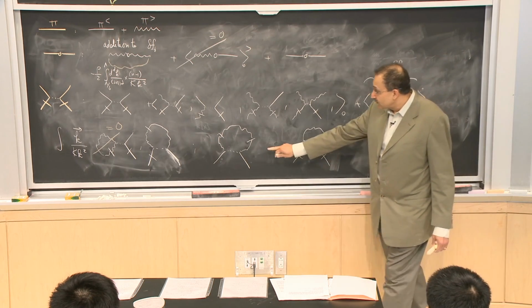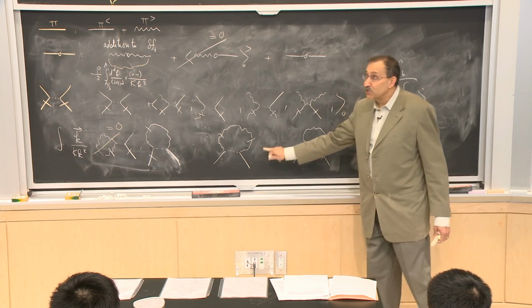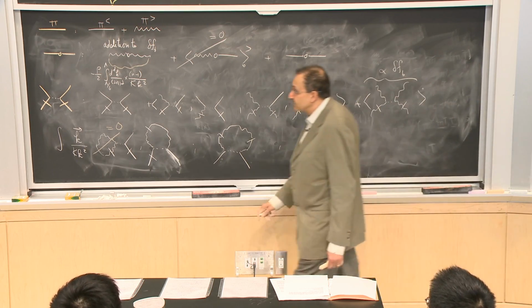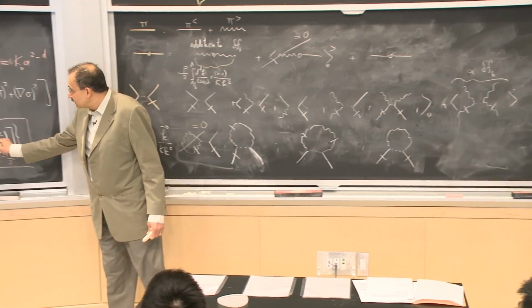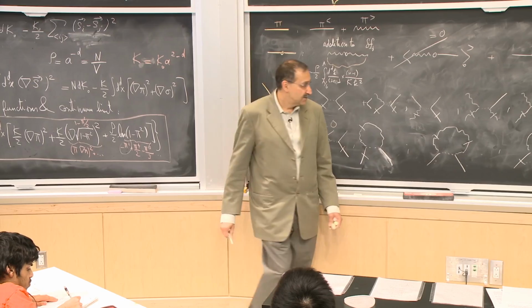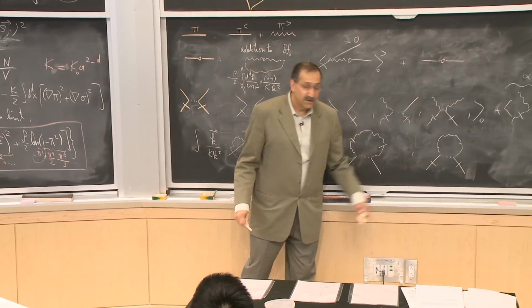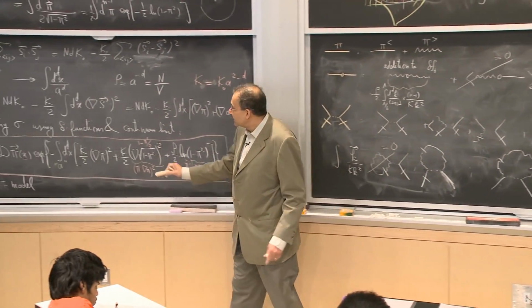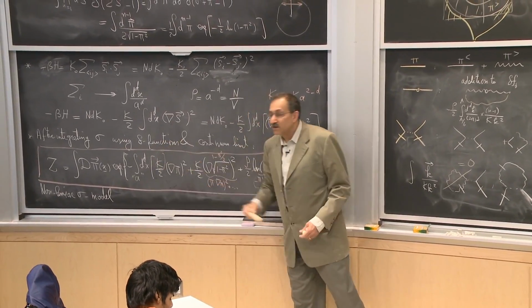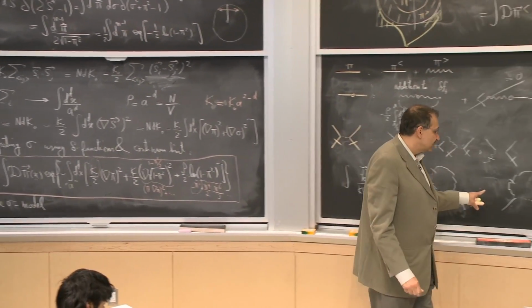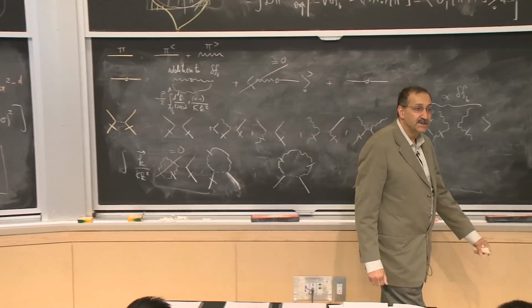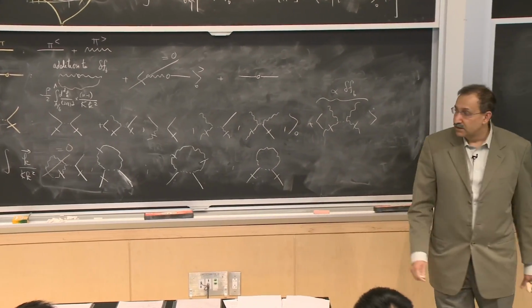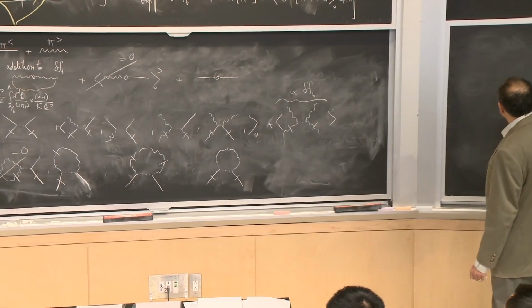So this one will renormalize, if you like, this coefficient, whereas this one will modify and renormalize our coupling strength. So it turns out that that is really the more important one. But let's calculate the other one too.